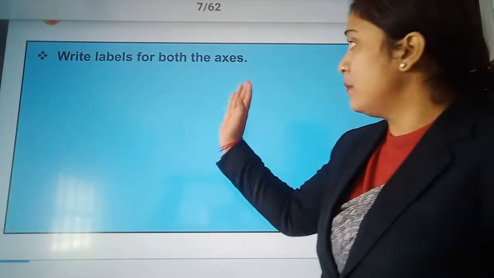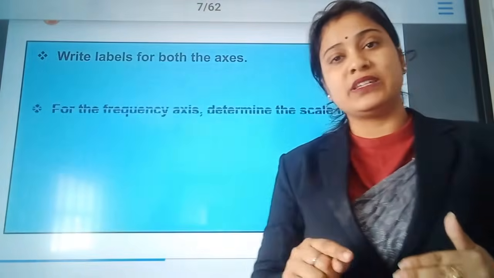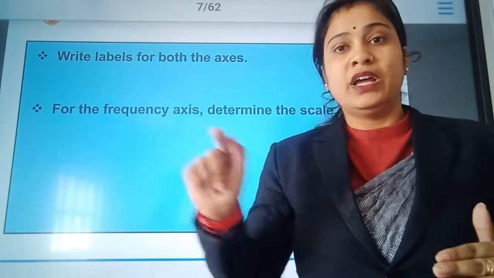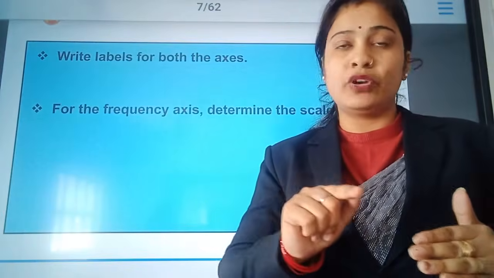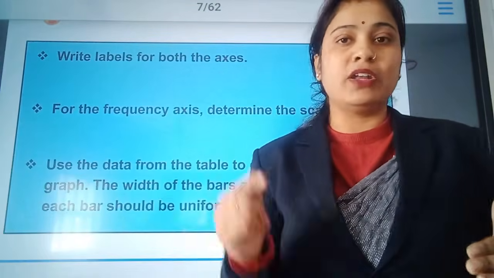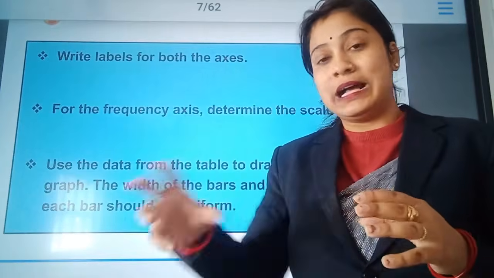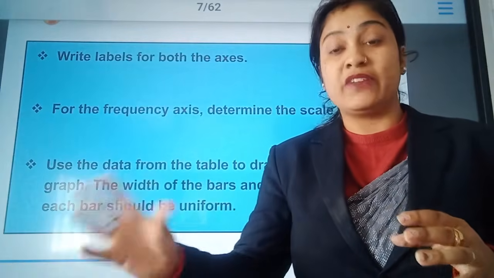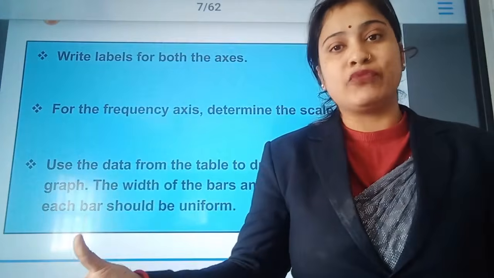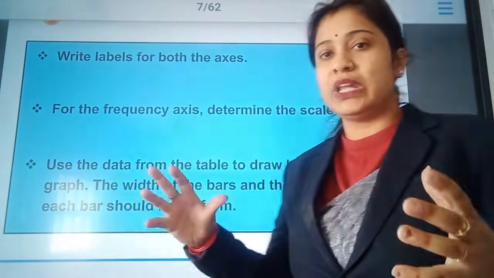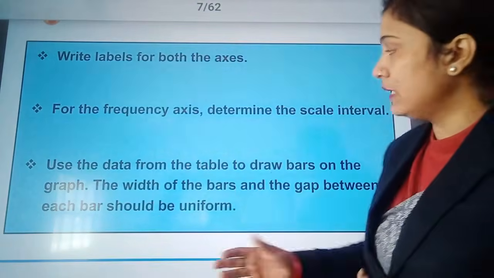Then write labels for both the axes. We write what label has to be given along the x-axis, where the frequency goes, and where the class mark, the class interval, or the given observation about which we have to draw the graph goes. All those things we have to label along the axes.